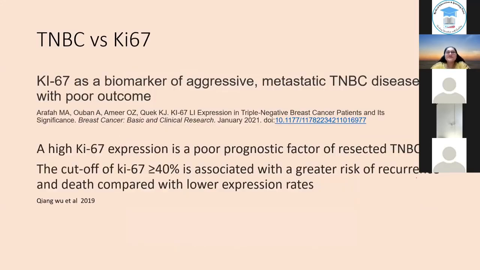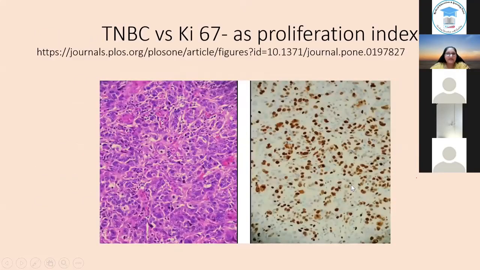And the next one is TNBC versus Ki67. You all must know that Ki67 is a proliferation marker, right? Ki67 is a marker for aggressiveness with poor outcome, and a high Ki67 is a poor prognostic marker. A cutoff of Ki67 of more than 40% is associated with greater risk of recurrence. I have a picture from this article where we can see the nuclear positivity for Ki67.